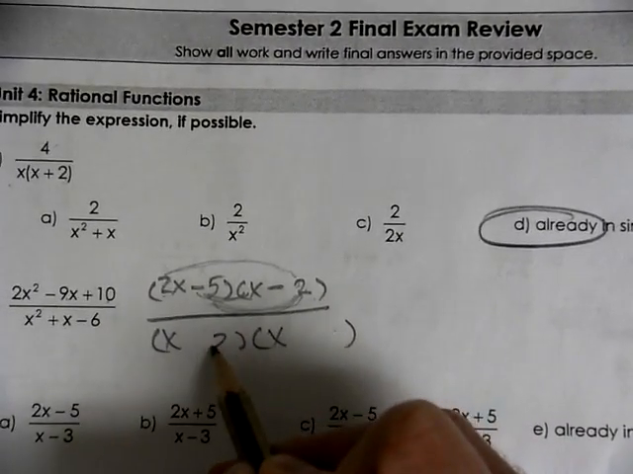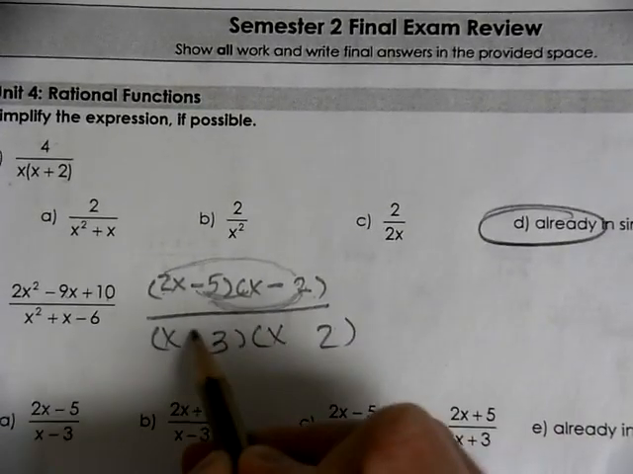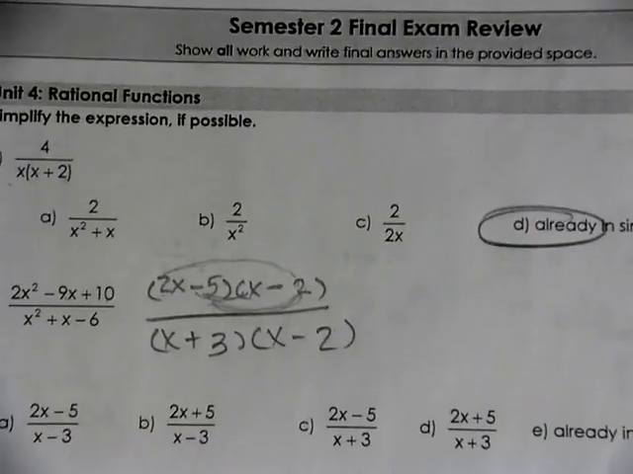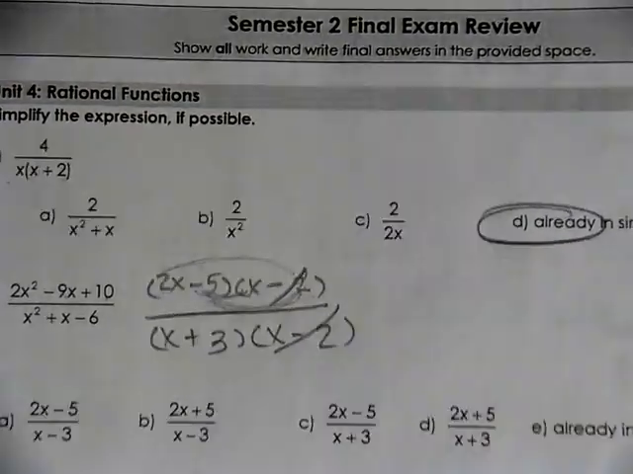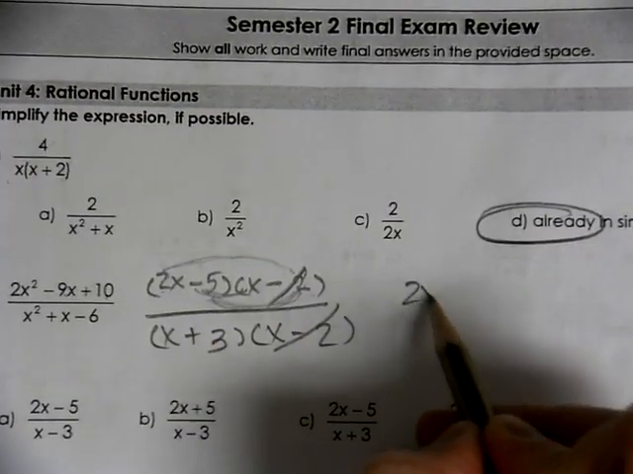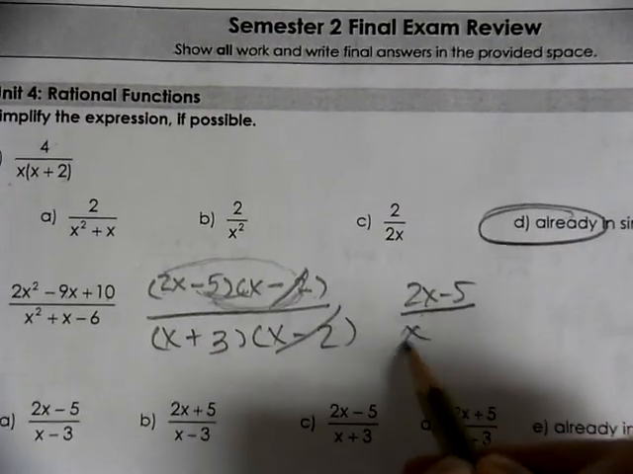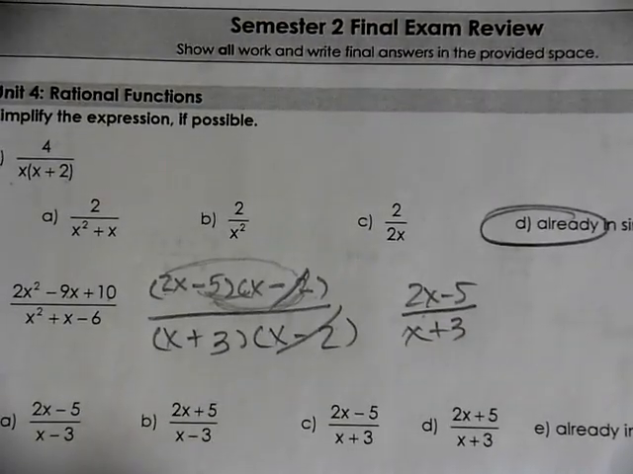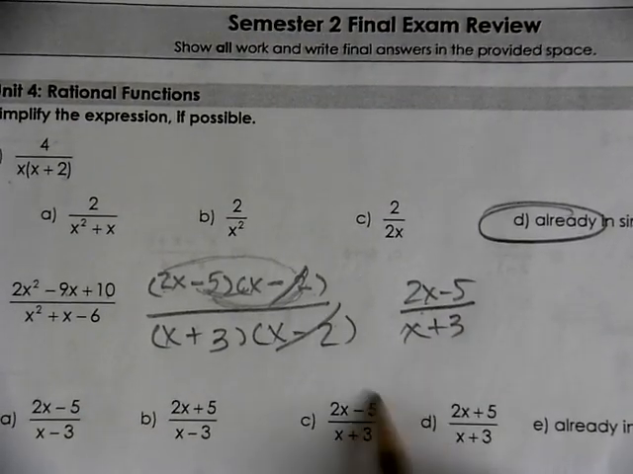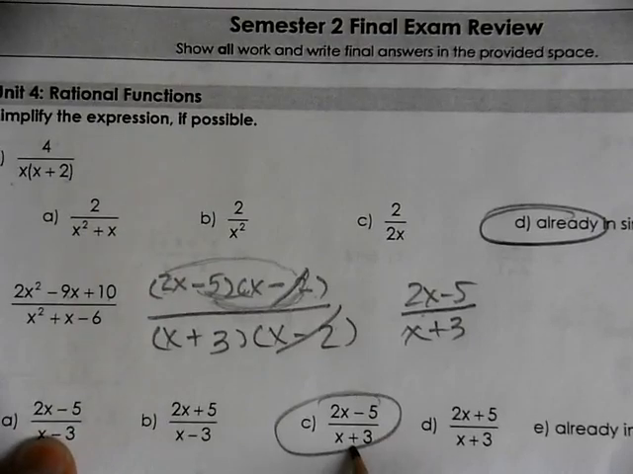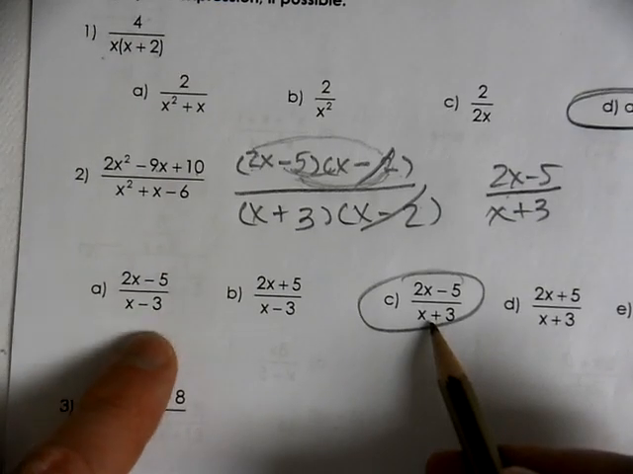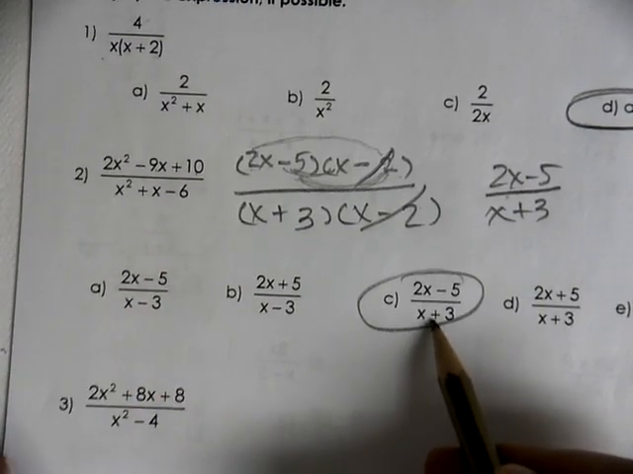X and X, 3 and 2, positive 3, a negative 2. So those cross off, and we're left with 2x minus 5, x plus 3. Be sure your signs match up right. Don't get tricked thinking that it's A. Looks like it's C.